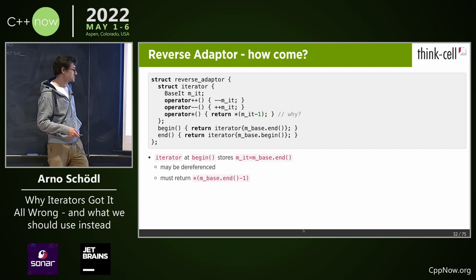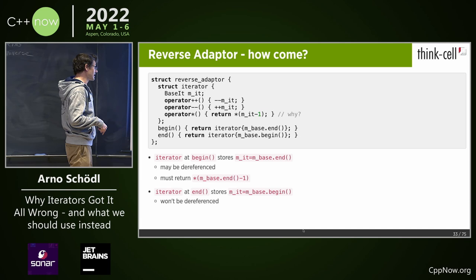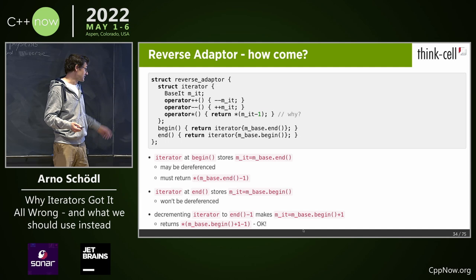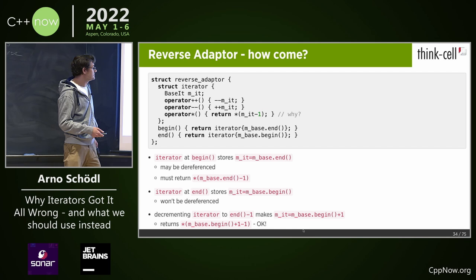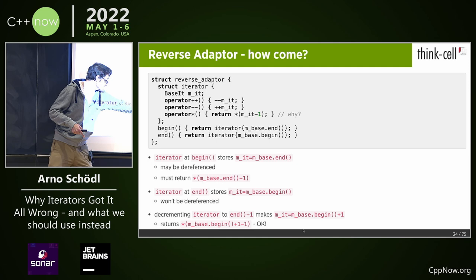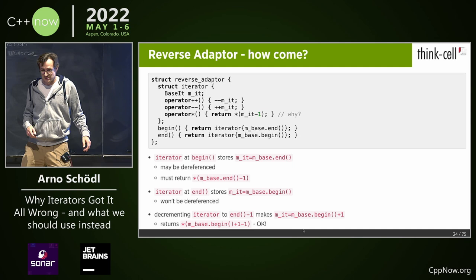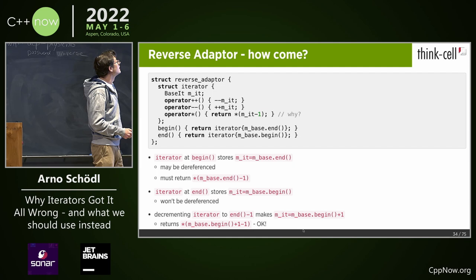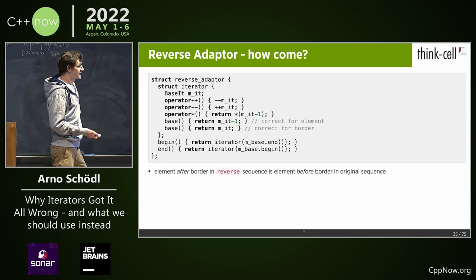So that works. The iterator at end, on the other hand, stores begin, but end is never being dereferenced. So everything is fine because if you decrement the iterator to n minus 1, then again, you're getting with it minus 1 the correct result, because the n minus 1 underlying iterator of n minus 1 is base begin plus 1. And base begin plus 1 minus 1 is again base begin, and they can dereference it, and you get the right result. So that's basically the reverse adapter. Okay, now, the element after the border in reverse sequence is the element before the border in the original sequence.